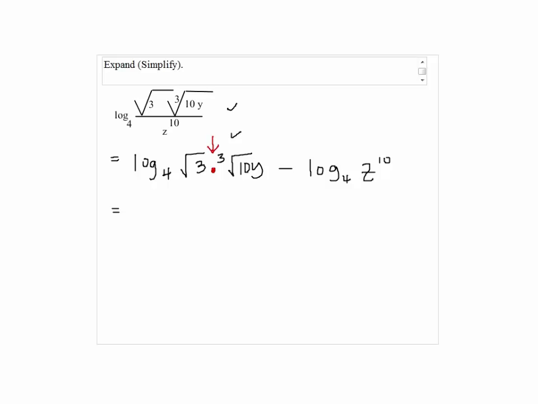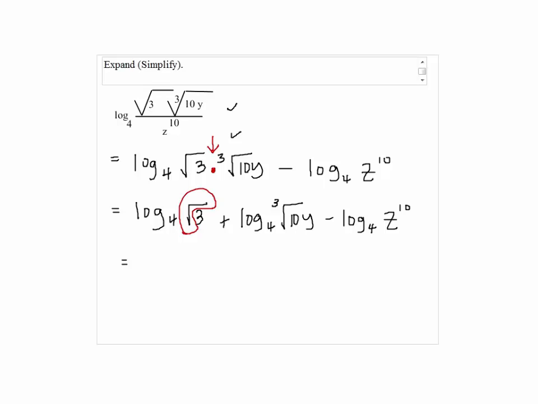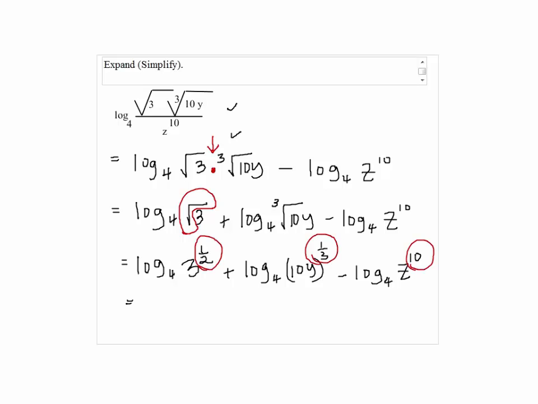Expand and simplify. Log base 4 of the square root of 3 times the cube root of 10y divided by z to the 10th power. First, we're going to use the quotient rule to separate the top and the bottom. So log base 4 of the square root of 3 times the cube root of 10y minus log base 4 of z to the 10th power. Now notice that since we have a multiplication between two factors, we're going to separate them using an addition sign. So log base 4 of radical 3 plus log base 4 of the cube root of 10y minus log base 4 of z to the 10th power.